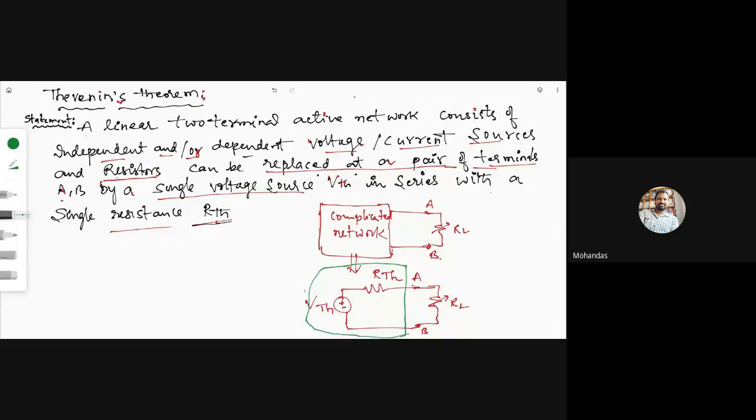All of you listen carefully here. In a linear two-terminal active network consisting of independent and dependent sources, let me take one example of a circuit. Let us say a 50 volt source is there, and there is a resistance of 2 ohms, and again a resistance of 4 ohms, and again a resistance of 6 ohms. There is a resistance of 8 ohms, and there is a resistance again.